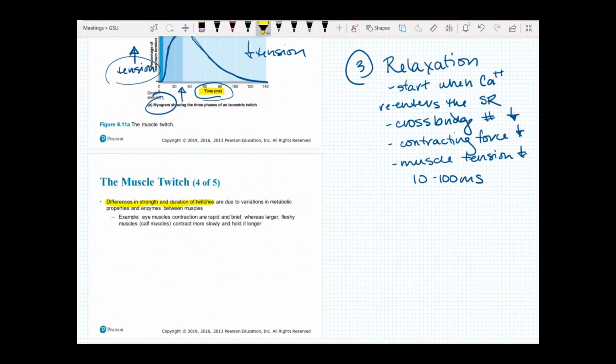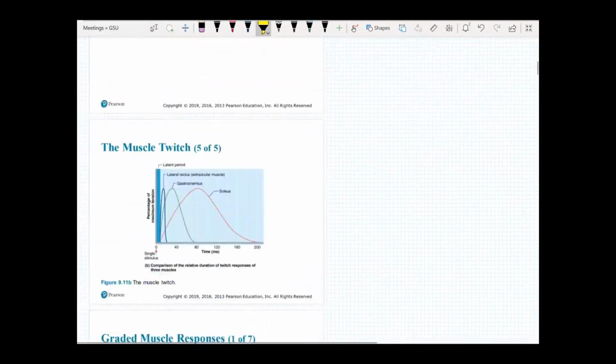One of them can be the metabolic properties. If there's a whole lot more hormones and cellular activity and normal homeostatic mechanisms in place, it'll go faster, as well as enzymes that are occurring between muscles. It'll go faster. So here's our muscle twitch.